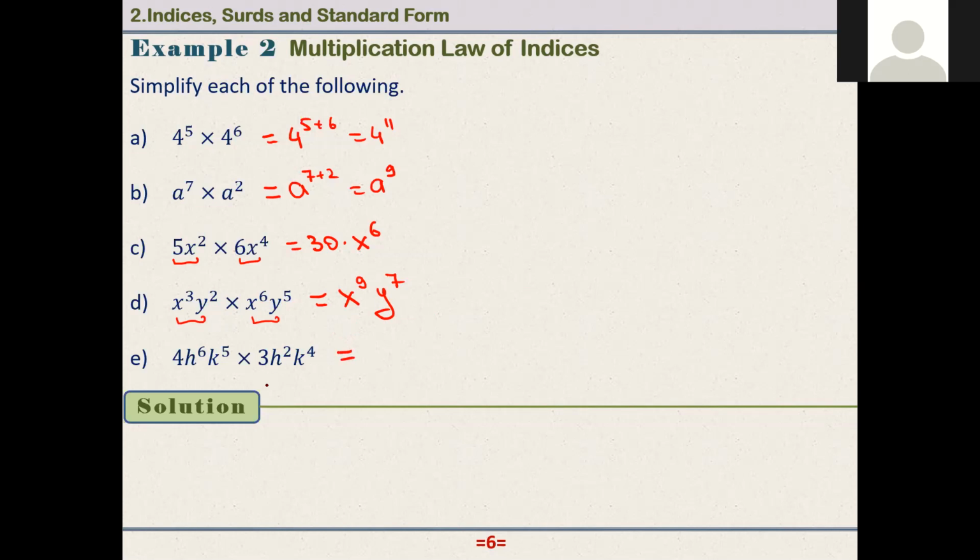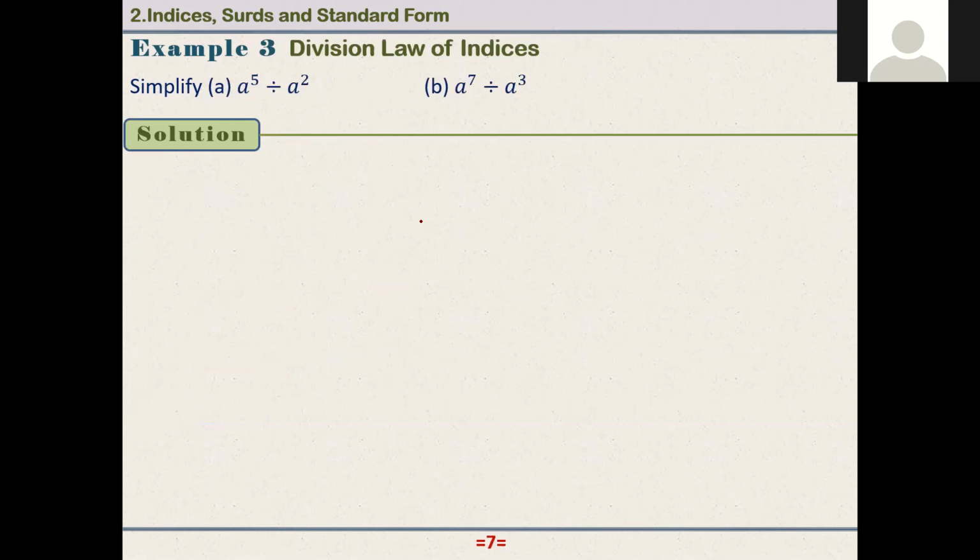Again, here we have two algebraic terms, multiply the coefficients, 4 times 3, that is 12. And like terms, I mean the variables here, h to the power 6, h squared multiplied, so we should add their exponents, 6 plus 2, that is 8. And here we have k to the power 5 times k to the power 4, that's equal to 9. Okay, using multiplication laws. How about division?